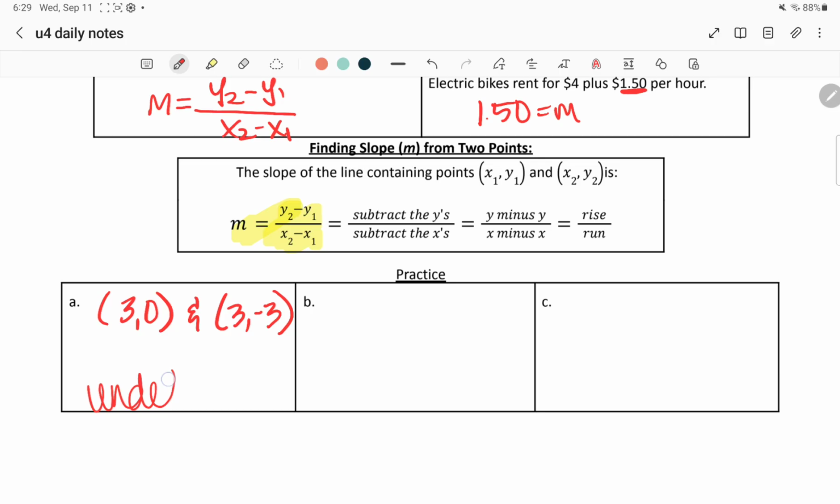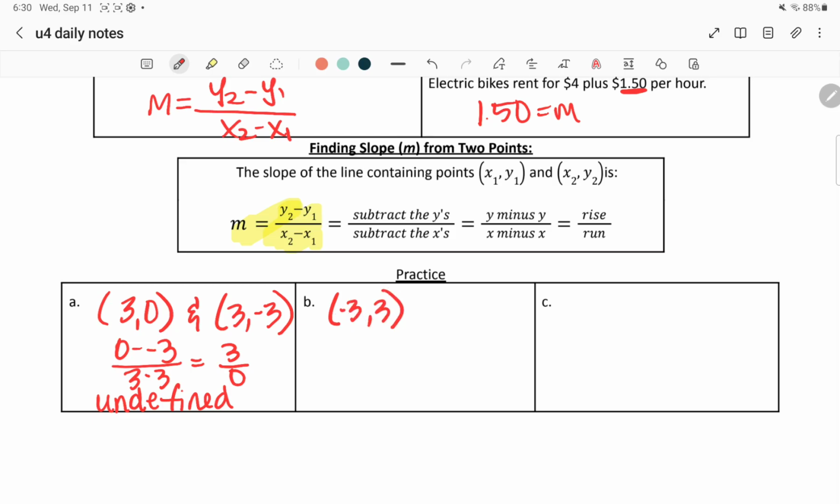Okay, this one's undefined. This is because we get 0 on the bottom. So what happens is we get 0 minus negative 3 over 3 minus 3, which simplifies to 3 over 0. When we get 0 on the bottom, that gives us an error in the calculator, and that error is called undefined. Okay, next one.